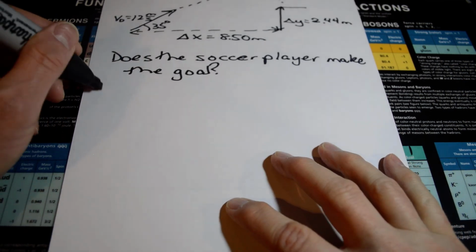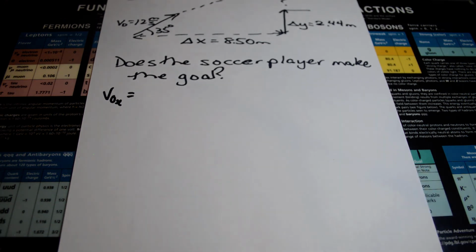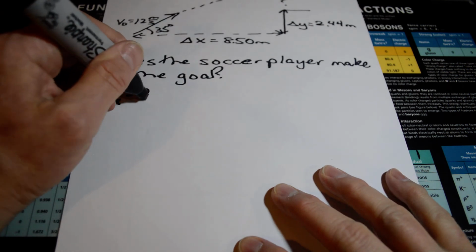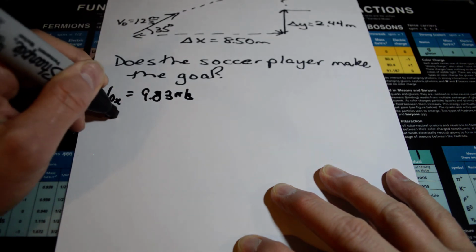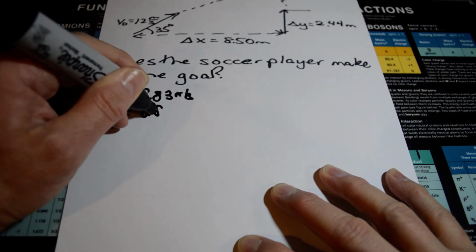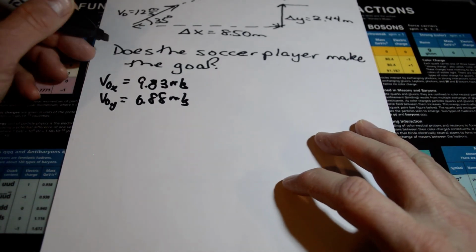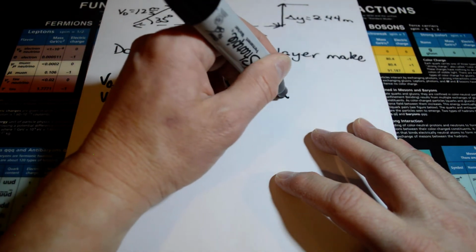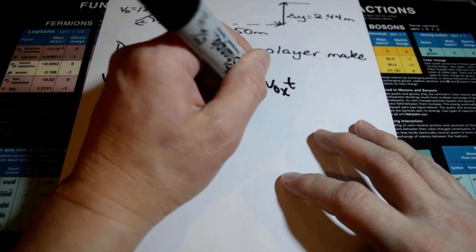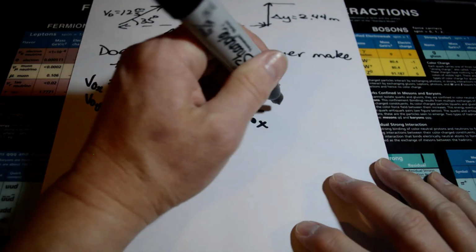Okay. So what you need to do in any projectile motion problem, if you know the angle and the initial velocity, is find the x and y components of the velocity. If you do that, you get 9.83 meters per second for the x, and the y is 6.88 meters per second. Since you know the initial x velocity and the displacement, I'm going to say that if you use delta x equals vt, you could solve for the time in the air. How long does it take for that soccer ball to go that distance?